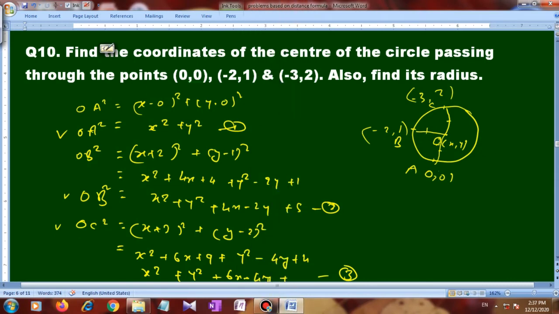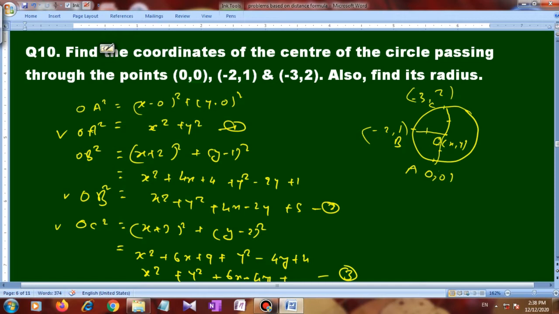In this question, find the coordinates of the center of the circle passing through the points (0, 0), (-2, 1) and (-3, 2). Also find its radius. Suppose this is a circle which is passing through the given points (0, 0), (-2, 1), (-3, 2). And suppose the center of the circle is at O. The coordinates of O are (x, y).